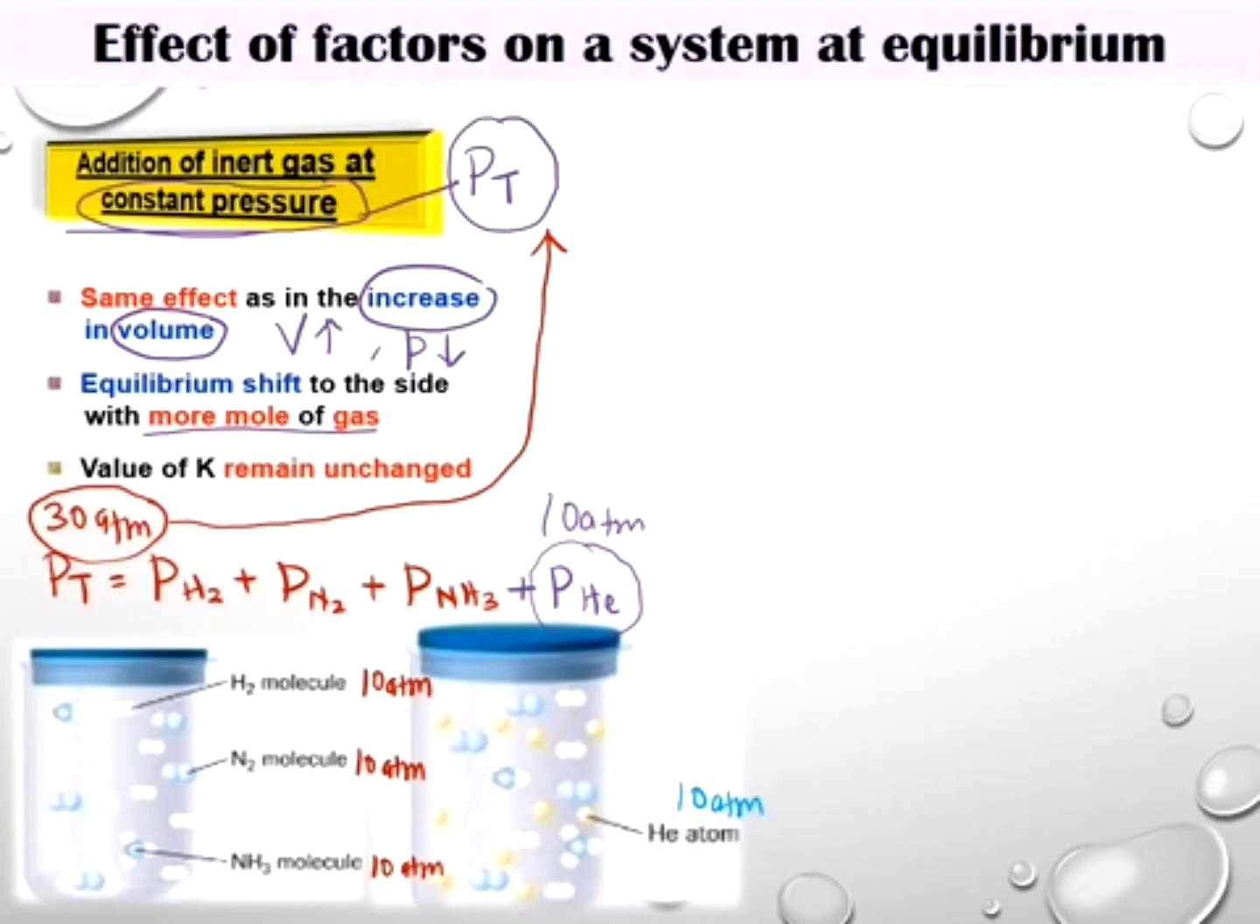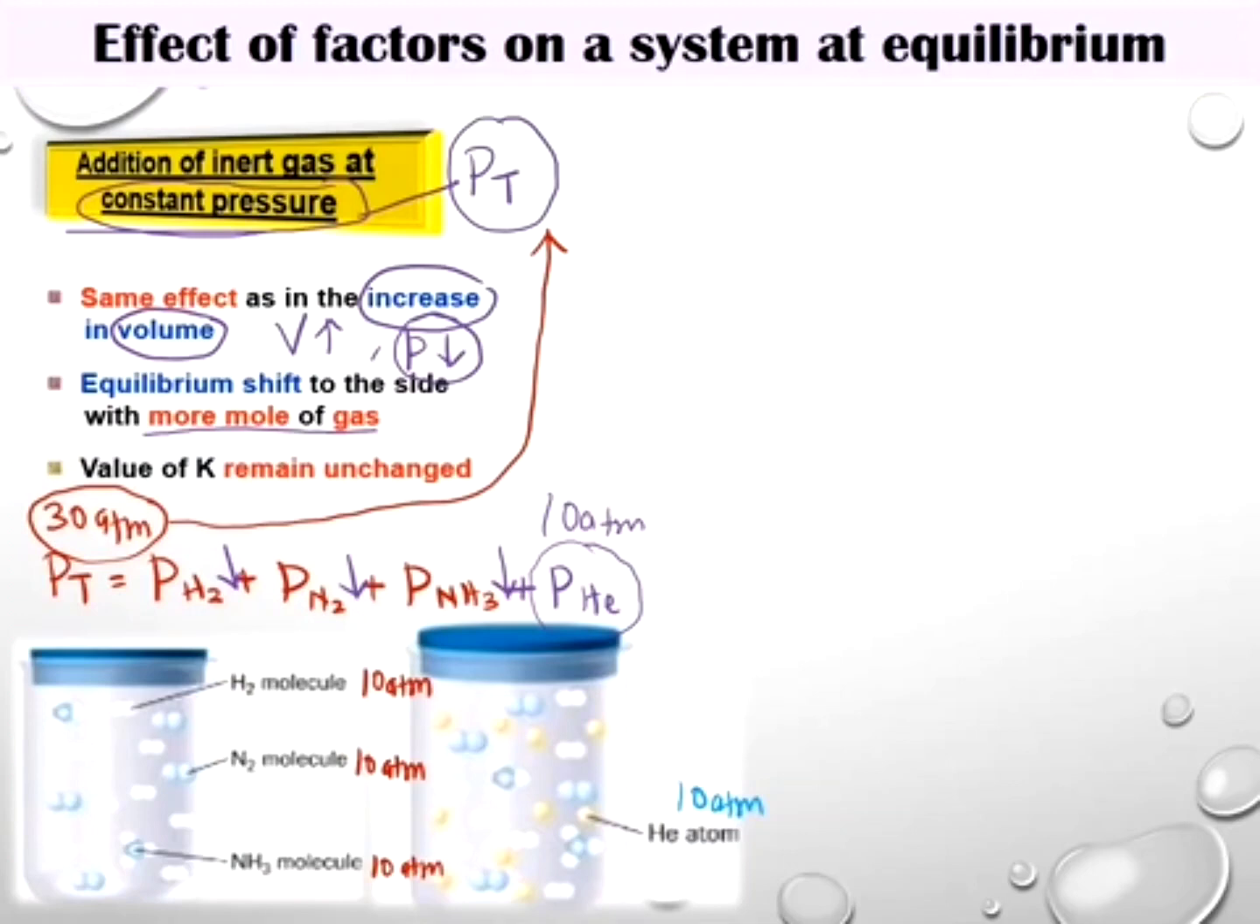So we need to change the partial pressure of each gas that we have. So kita kena kurangkan partial pressure hydrogen, partial pressure nitrogen, and partial pressure ammonia. Okay, so sebab tu kat sini dia kata partial pressure decrease. So kita kena kurangkan a little bit the partial pressure of the hydrogen, nitrogen, and ammonia supaya we achieve the 30 atm, which is constant just now.